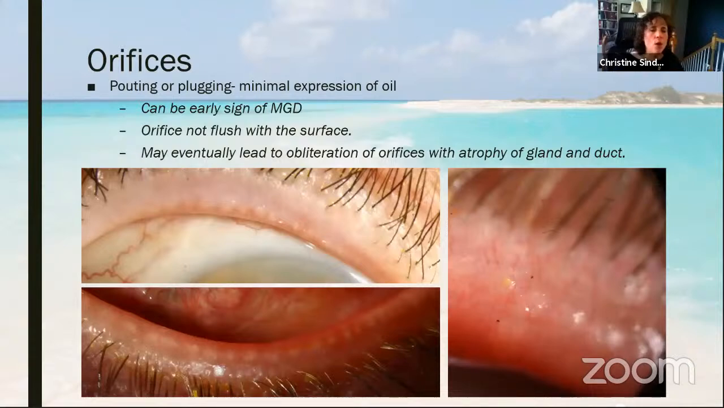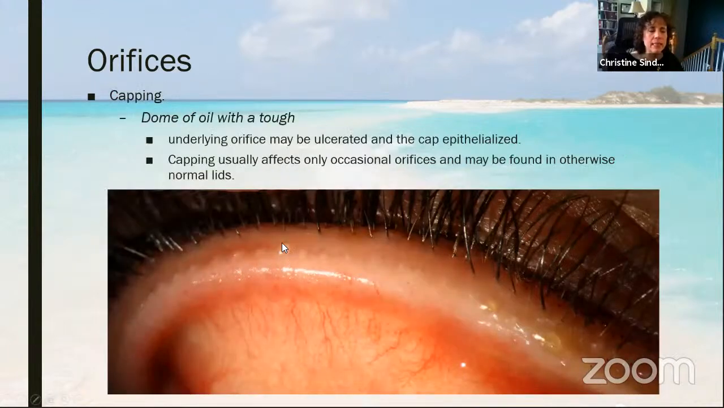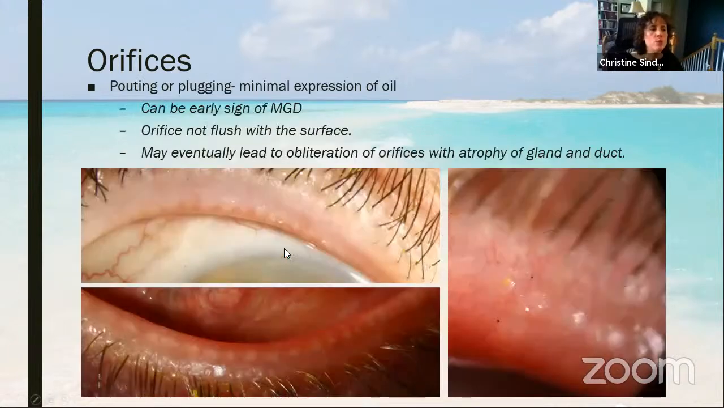Now, pouting or plugging is different than doming. When you have a dome, you can see the clear meibum that's below it. When you start to pout, the meibum has just inherently changed and has plugged up these glands, and the glands will start to sort of poof out a little bit, and they look very sore. They frequently are in this area of telangiectasia.